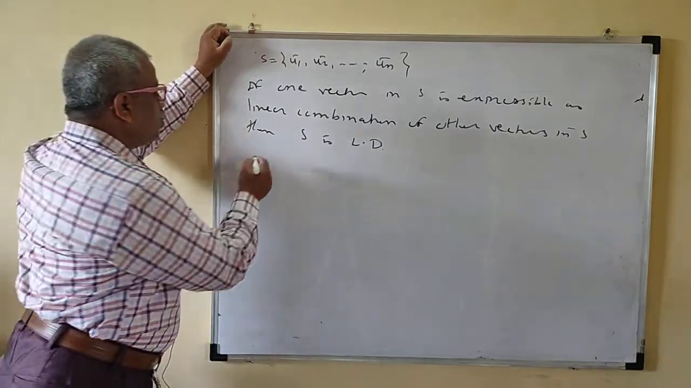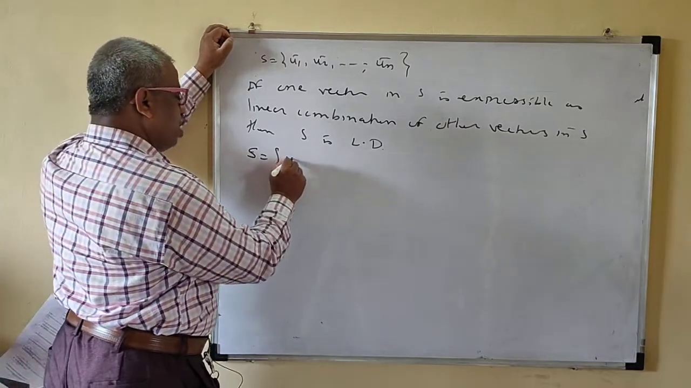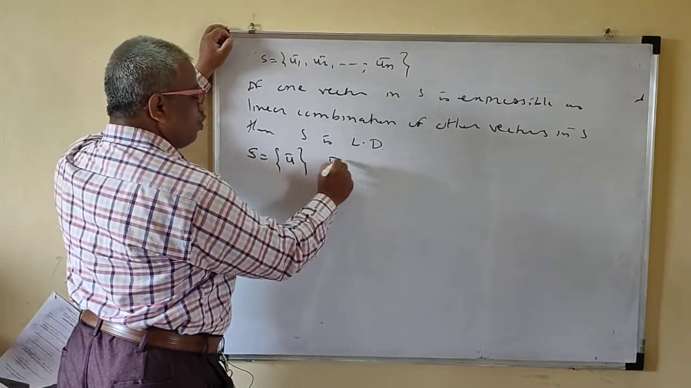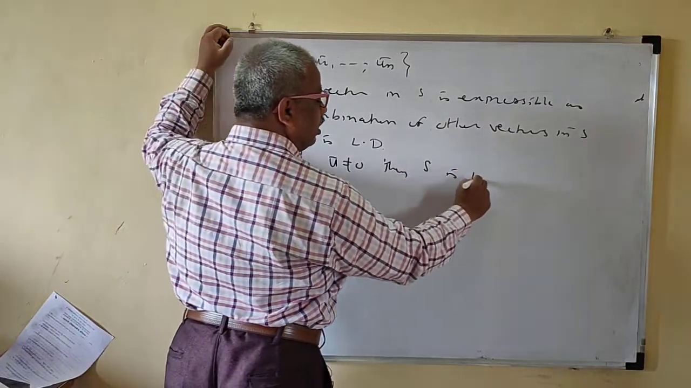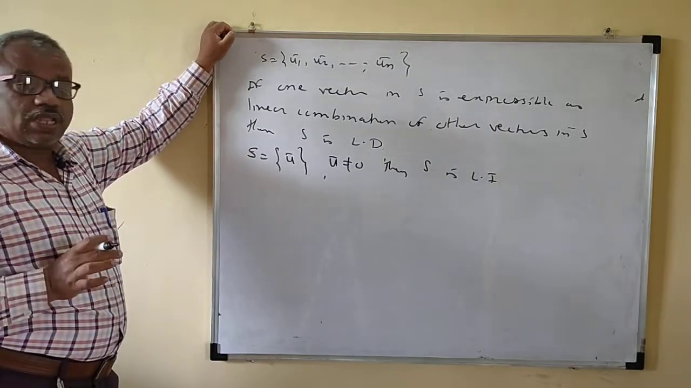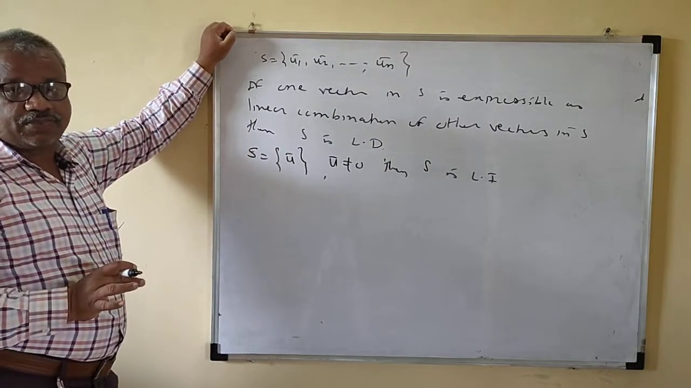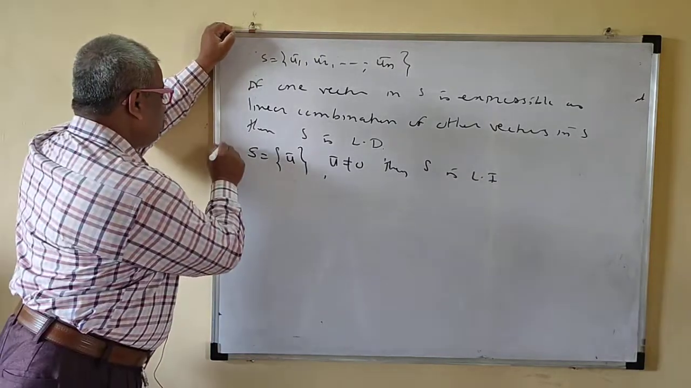Okay. So also one thing is that if S is a singleton set, containing u bar, and suppose u bar is not 0, then S is linearly independent. A singleton non-zero set is always linearly independent. So this is a note.